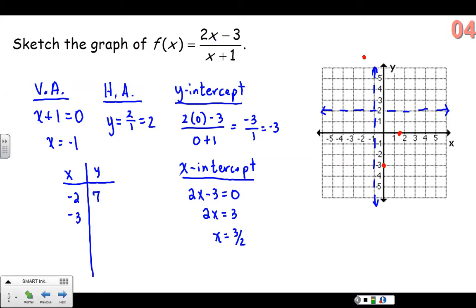So let's see, 2 times negative 3 is negative 6 minus 3, negative 3 plus 1 on bottom. That's negative 9 over negative 2, so positive 9 halves, which is like 4.5. So at negative 3, we're going to go up 4.5.